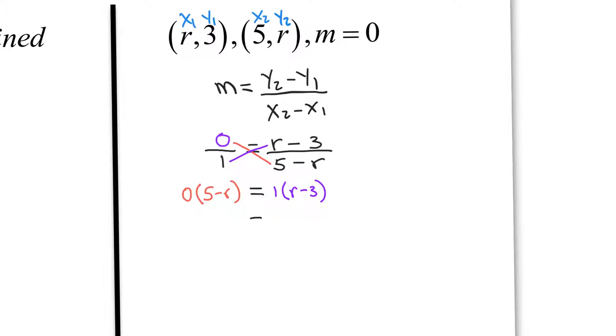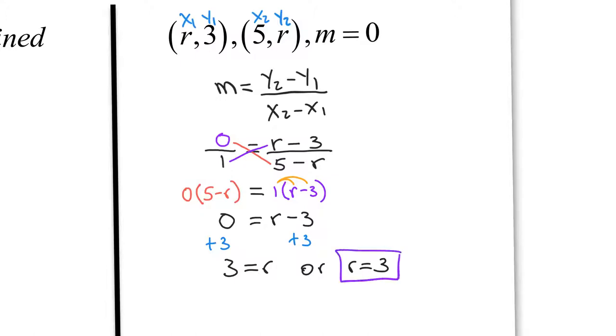Let's go back to the left side. So anything times 0 is 0. And on the right side, you will distribute the 1. So 1 times r is r, and 1 times 3 is 3, so minus 3. Add 3 to both sides over here. So you will have 3 equals r, or we can say r equals 3.